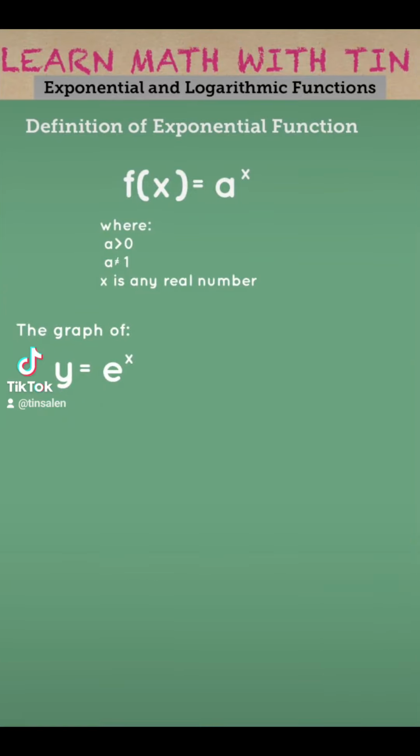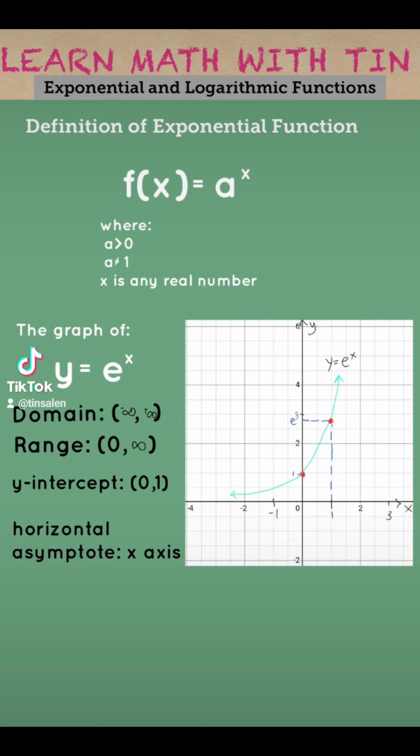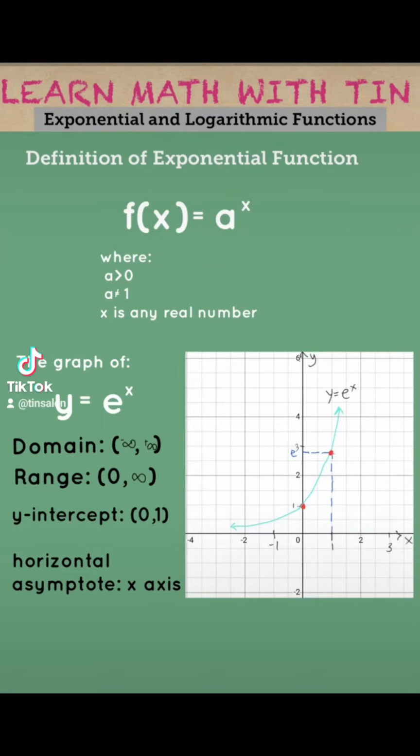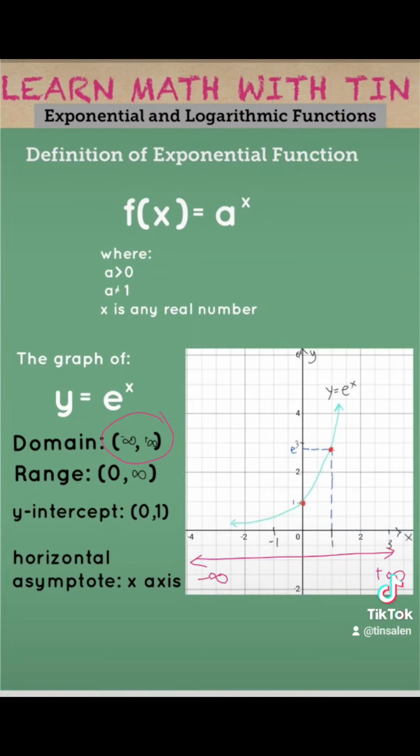Now for the graph of e raised to x, this is the graph of e raised to x. Halos pareho lang siya kay y is equal to a raised to x. But for the domain is still the same. You can see that values of x is negative infinity to positive infinity. The range, the values of y of the graph, so 0 to positive infinity.